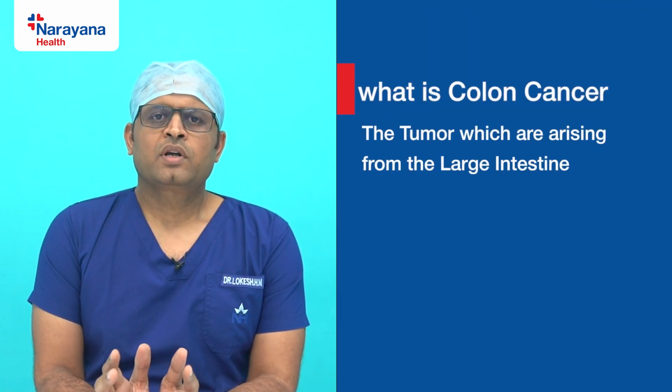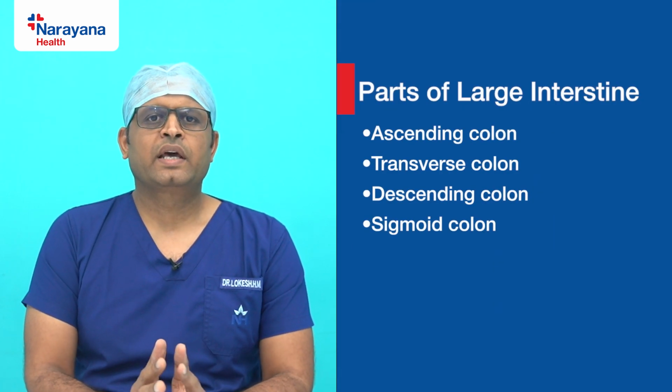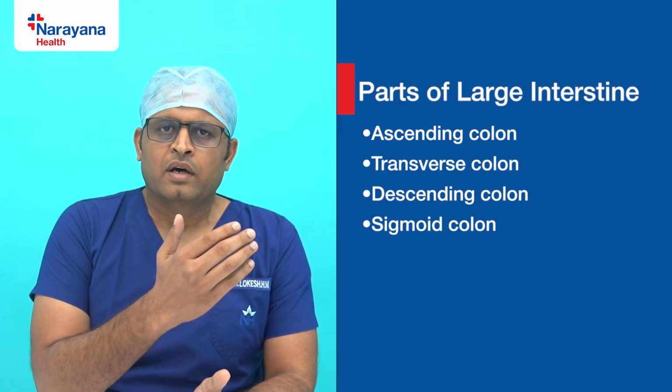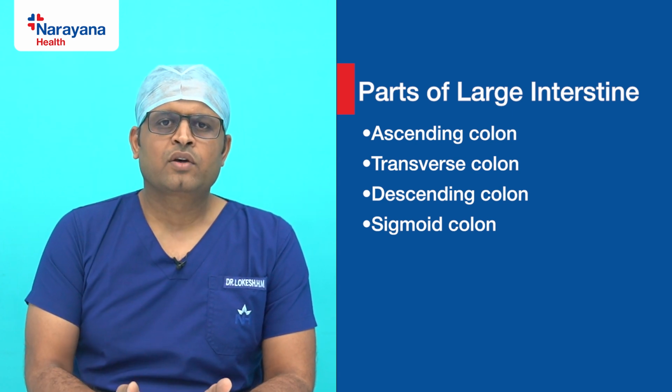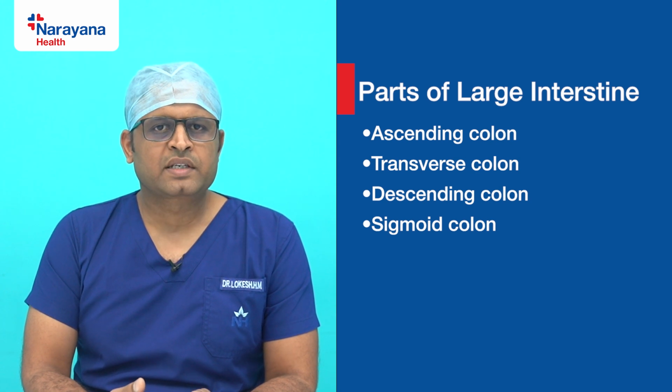Today we will talk about colon cancers. Colon cancers means the tumors which are arising from the large intestine. The large intestine contains the ascending colon, transverse colon, descending colon and sigmoid colon. These are the parts of the large intestine, and the large intestine is also called the colon. The tumors which arise out of the colon are called colon cancers. Usually surgery is the treatment for colon cancers.